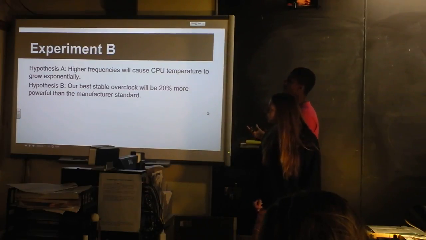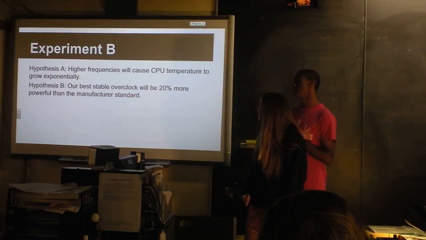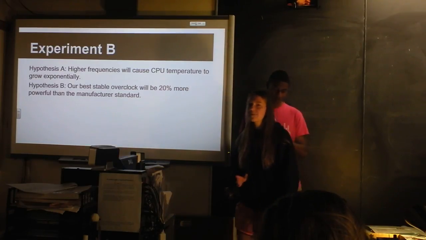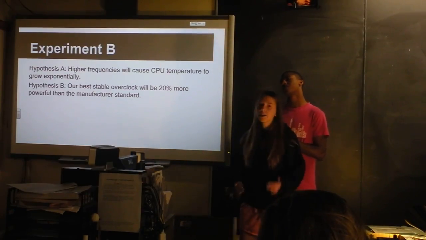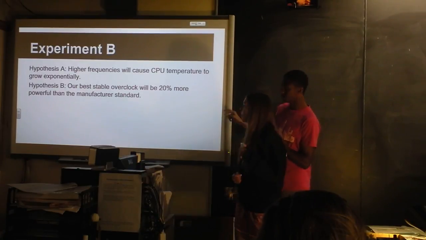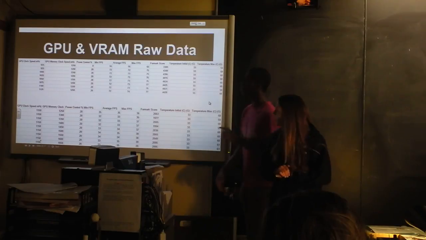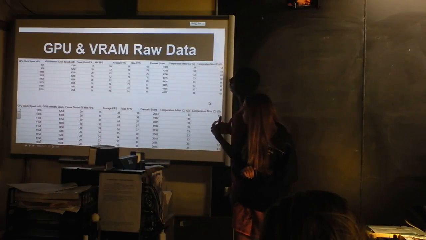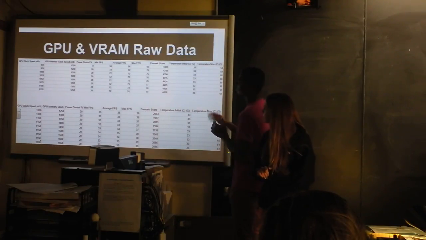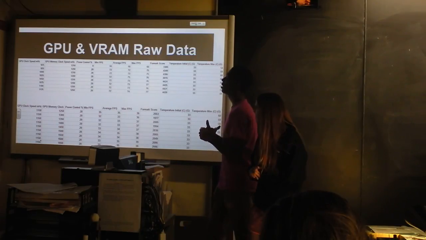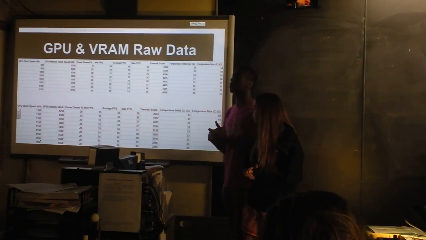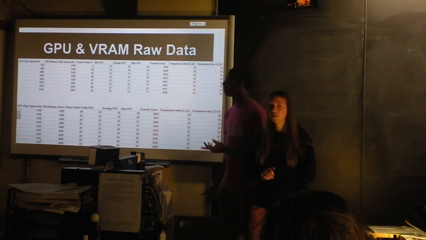And then our first hypothesis was higher frequencies will cause the temperature to go up. And then our second hypothesis was that we'll be able to overclock it to 20% more than the manufacturer standard. And this is raw data. The first table is from the graphics card frequency, and the second table is from the VRAM, which is the random access memory of the graphics card.